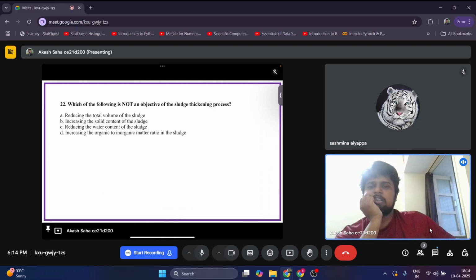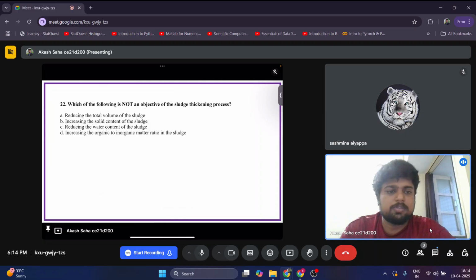Okay, let's move on to the next problem. Which of the following is not an objective of a sludge thickening process? Reduce the total volume, increase the solid content, reduce the water content, or increase the organic to inorganic matter ratio. So for sludge thickening, we know we want to increase the solid content. That's why we are calling it thickening.